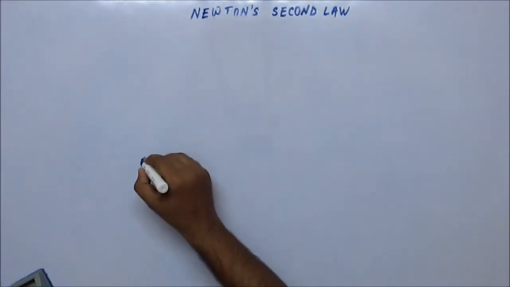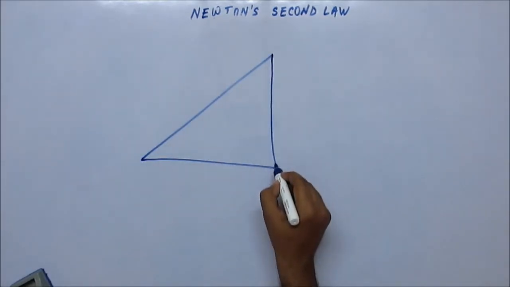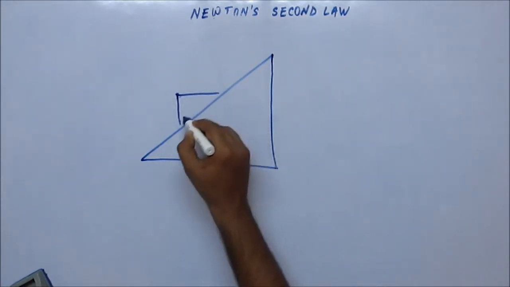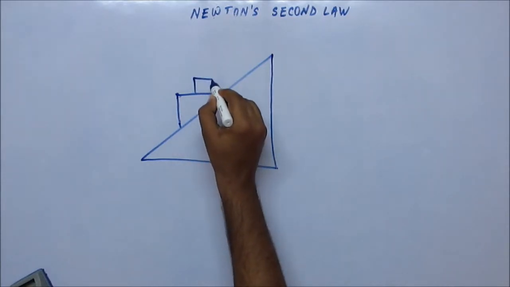Okay, in the last problem, the wedge was fixed, so writing the equation was pretty easy. Now let's take a case where the wedge is not fixed.